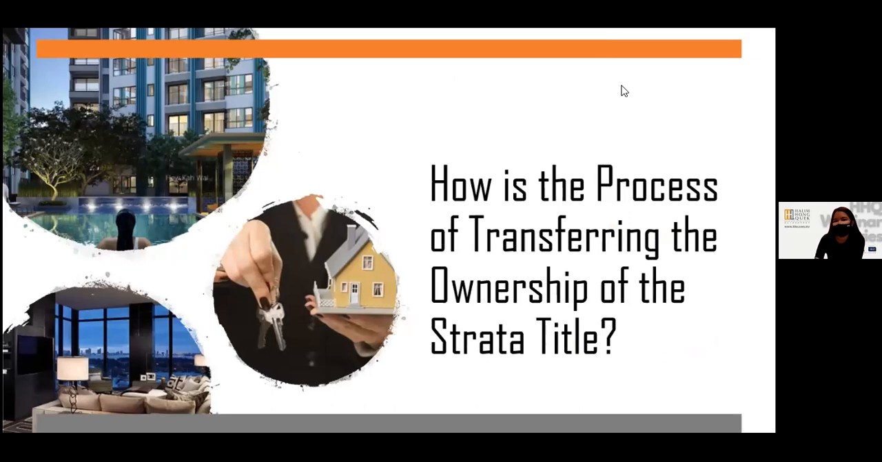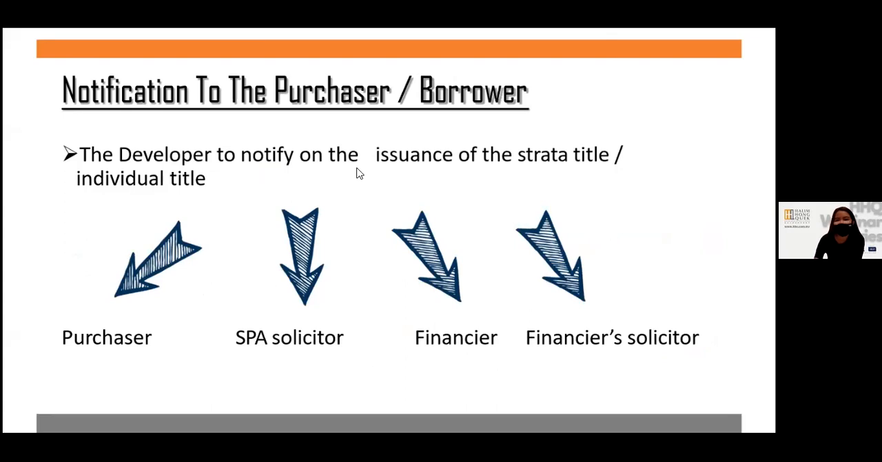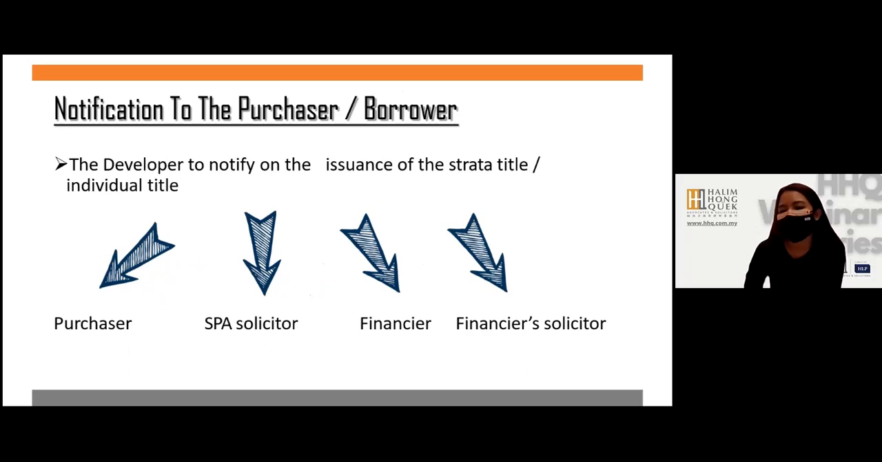How is the process of transferring the ownership of the strata title? When the strata title is issued by the land office, the developer has the responsibility to notify on the issuance of the strata title or individual title to the purchaser, to the SPA solicitor, to the financier if the buyer is getting a loan to part finance the purchase of the property, and the financier's solicitor. So the notification is N, which means to notify every party here.